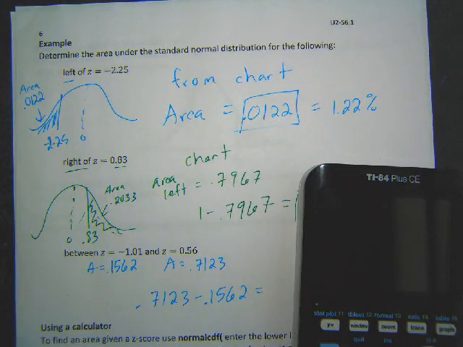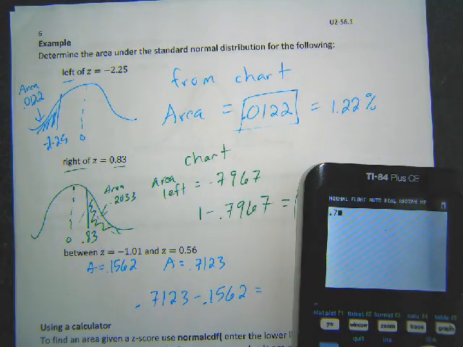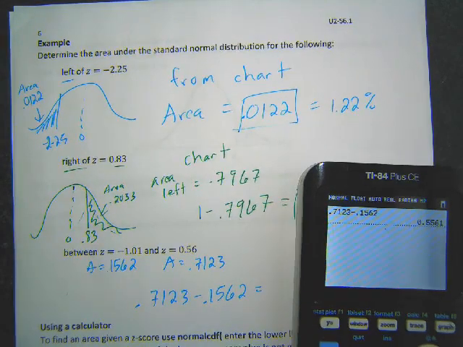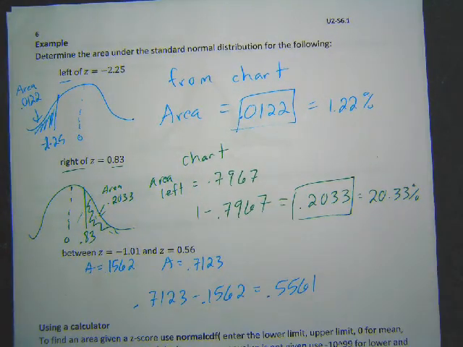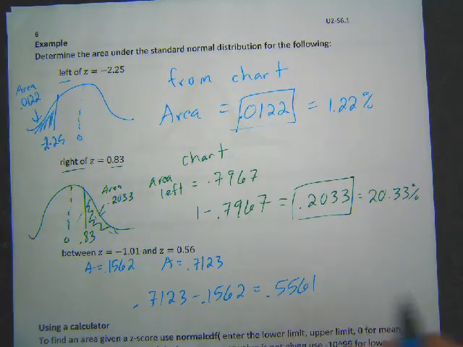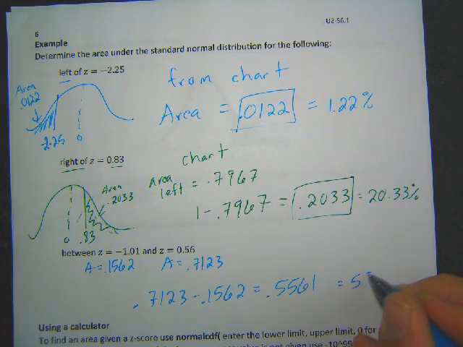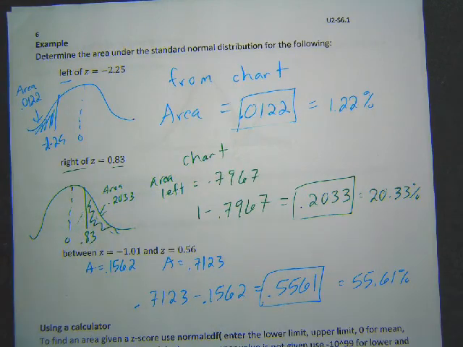I'm going to do this in the calculator because I don't want to do this in my head. So 0.7123 minus 0.1562. And that gives us 0.5561. So we have about 55.61% between. That's what that's telling us. So 55% is between the two numbers.